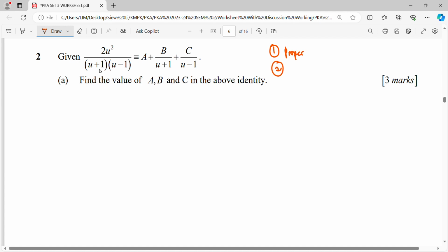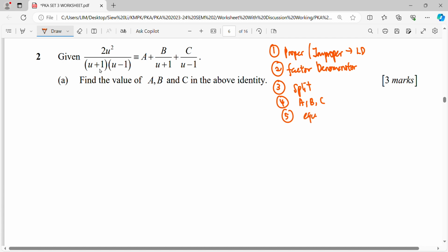Step number 2, factorize the denominator. If you have improper, you have to undergo long division. Then step number 3, after you factorize your denominator, you split according to your factors. Then you determine your A, B, C for the numerator part. Then number 5, you build an equation, getting the same denominator. Then number 6, find out your A, B, C. Then number 7, substitute back.